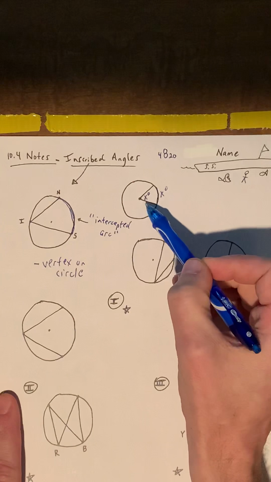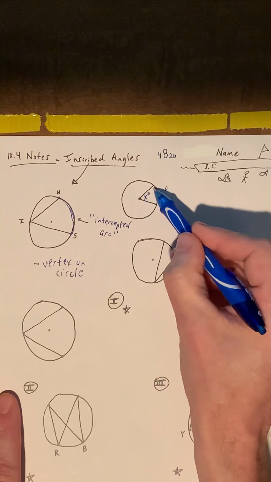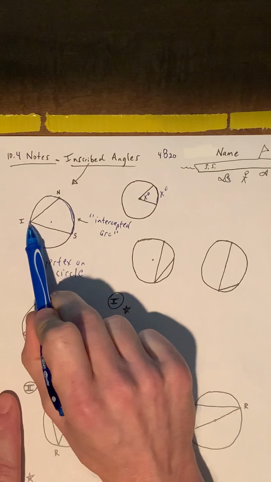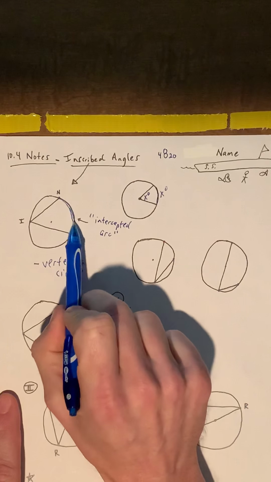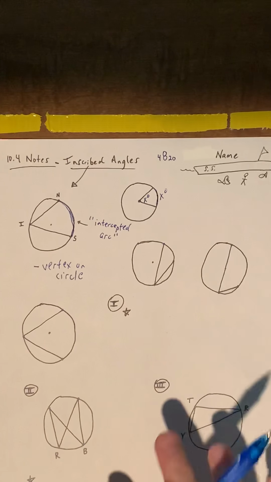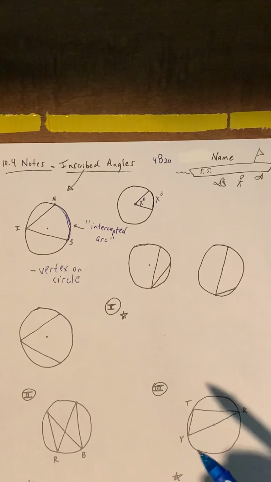Now, central angles also have an intercepted arc. So even if you have a central angle, this would be the intercepted arc. And if you have an inscribed angle, this would be the intercepted arc for this one. Okay? Now, get used to seeing inscribed angles that look a little bit different.